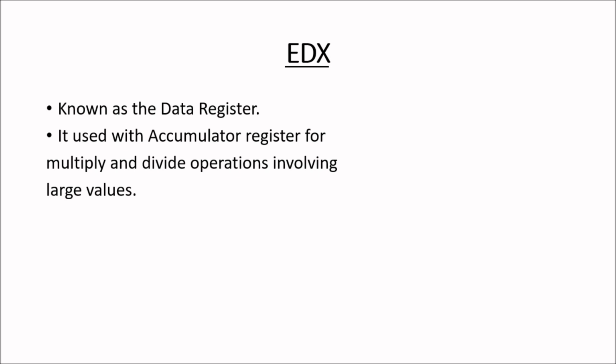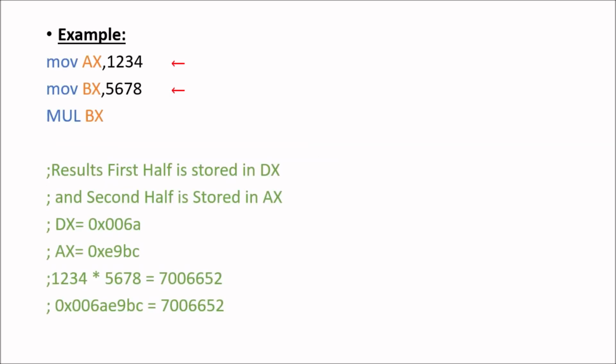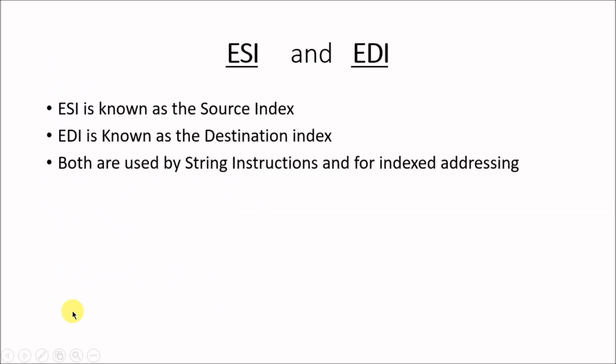Let's see what that actually means with an example. The first two instructions move the values 1234 and 5678 into AX and BX registers respectively. The third instruction takes the value of BX register and multiplies it with AX register, and then stores the first half of the result in DX and second half in AX register. So if you combine the values of DX and AX register you get the right result, which is 7006652.